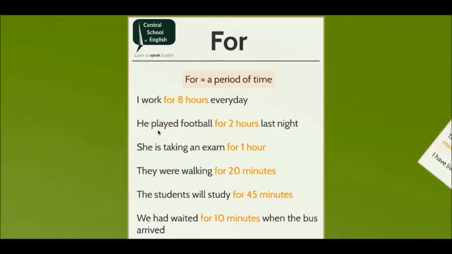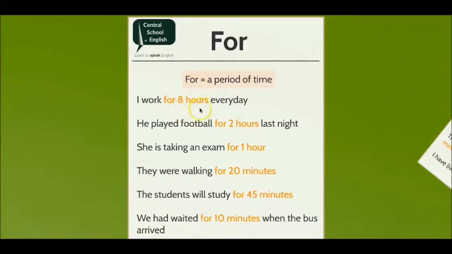In the present continuous, she is taking an exam for 1 hour. In the past continuous, they were walking for 20 minutes. In the future simple, the students will study for 45 minutes. In the past perfect, we had waited for 10 minutes when the bus arrived. In each example sentence, we used for because we wanted to speak about the amount of time.